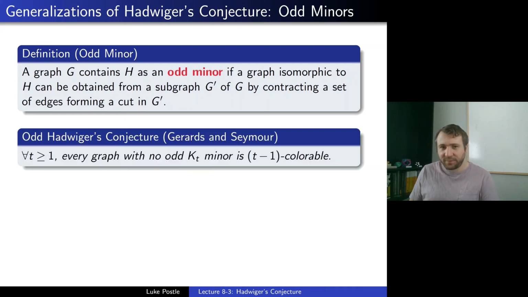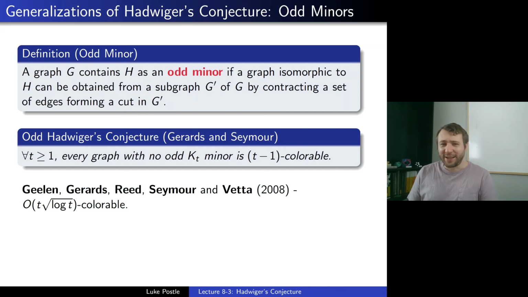And it was conjectured by Gerards and Seymour in the early 90s that the odd Hadwiger's holds, that no odd KT minor implies T minus 1 colorable. And Geelen, Gerards, Reed, Seymour, and Vetta in '08 had shown you get T root log T colorable.